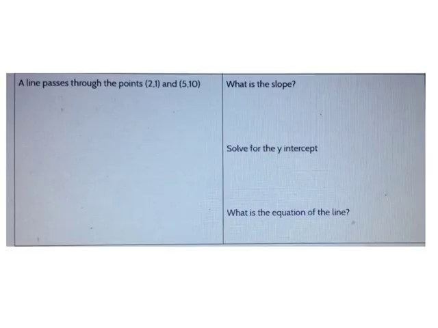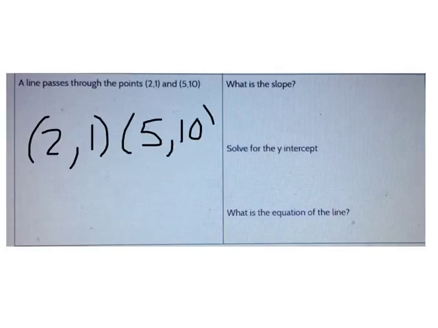Let's do another. A line passes through the points (2, 1) and (5, 10). Let's label x1, y1, x2, and y2. x1 is 2, and y1 is 1. They're the x and y coordinates of my first ordered pair. x2 is 5, and y2 is 10. They're the x and y coordinates of my second ordered pair.